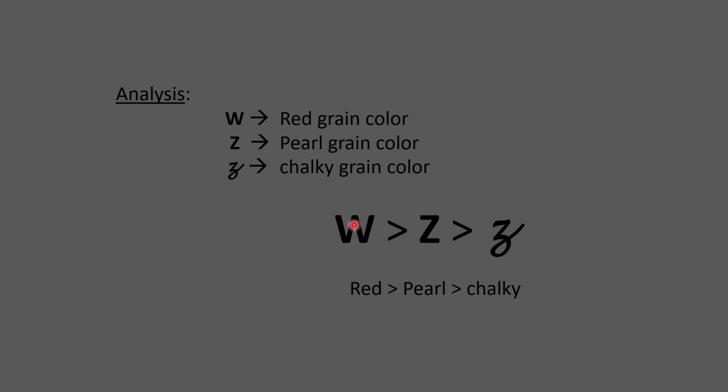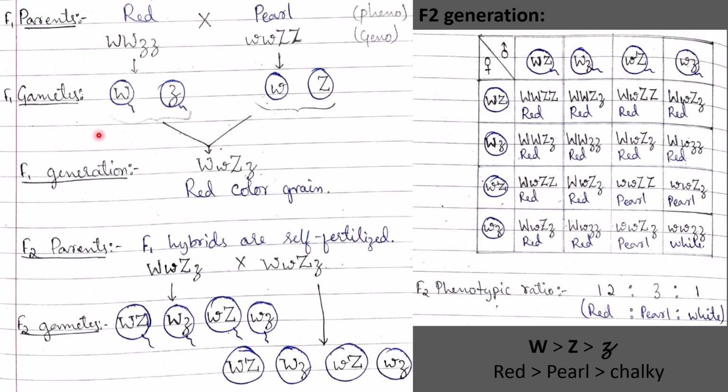This is a non-allelic gene. This is dominant over both of these varieties, that is pearly and chalky. So this is dominant over both of these alleles, and Z is dominant over only the recessive allele z here, which means red is the dominant variety when compared to these two, and pearl is dominant to chalky while it is recessive to red color. So now we'll jump into the process here.